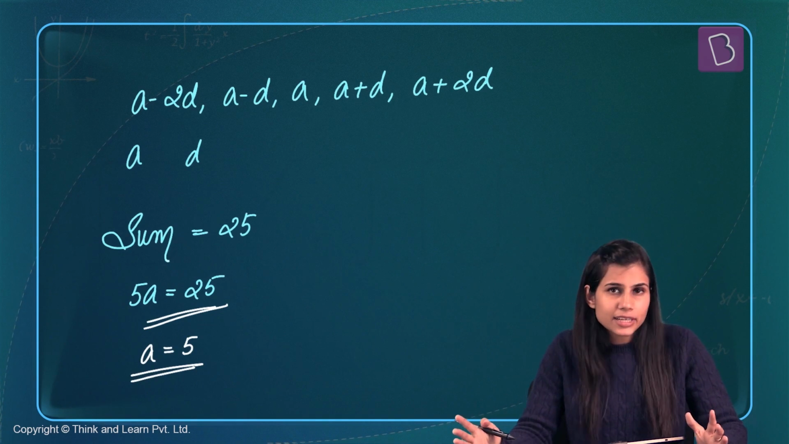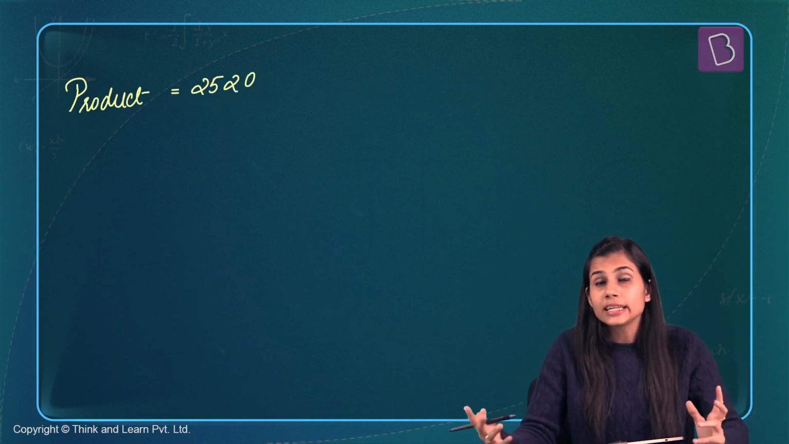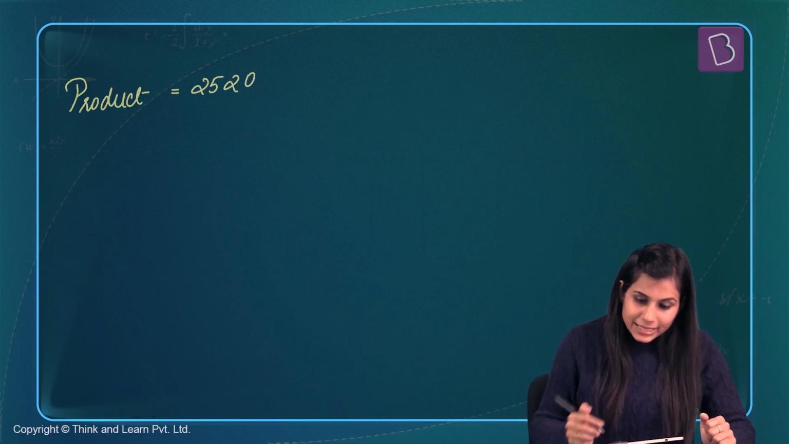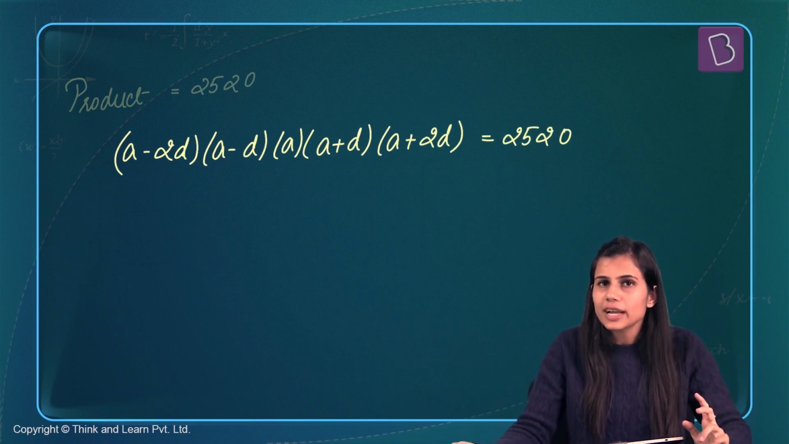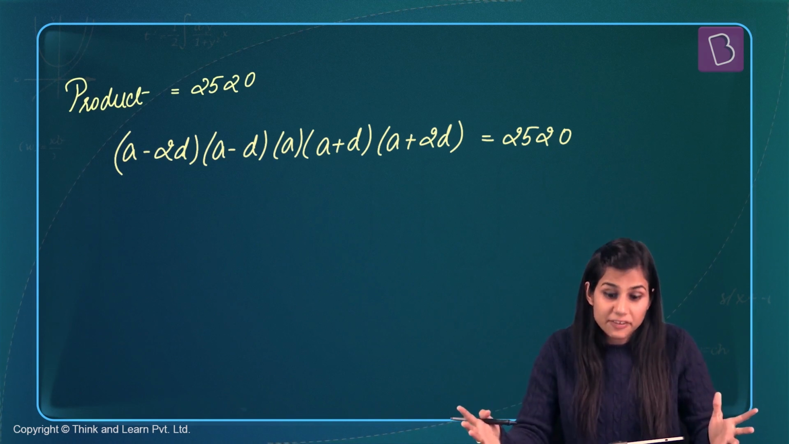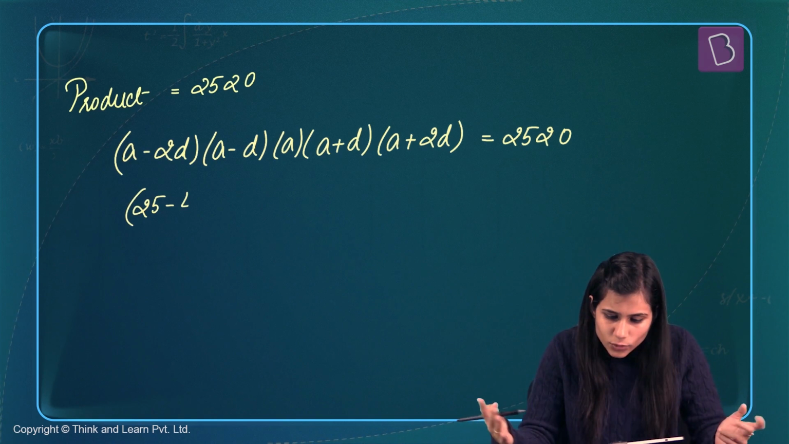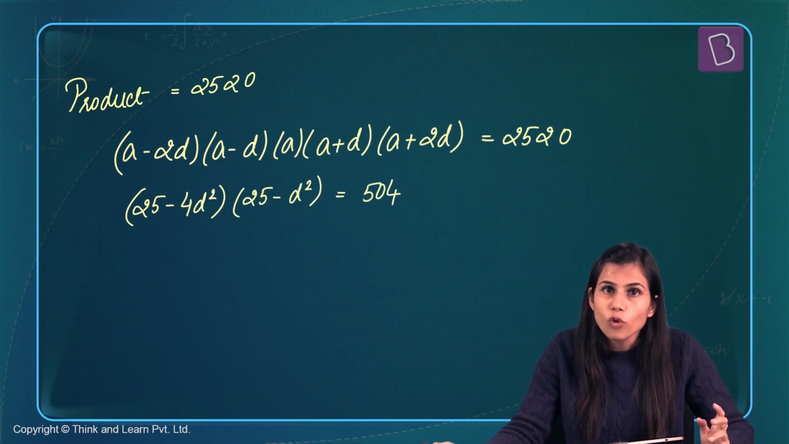From the next given condition, which is the product of these 5 numbers is 2520, let's see if we can decode D appropriately. That's the common difference. So when I multiply all these 5, I'm getting 2520. Just plug A equals 5 that we just found, and the entire equation will be in terms of D, in fact, D square. So you will get 25 minus 4D square multiplied by 25 minus D square equals 504.